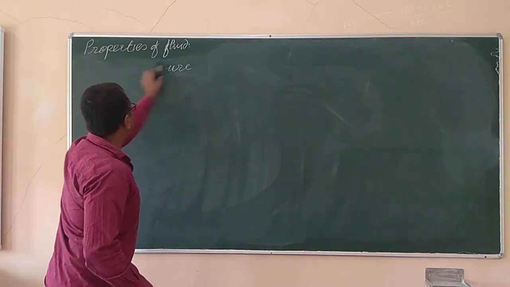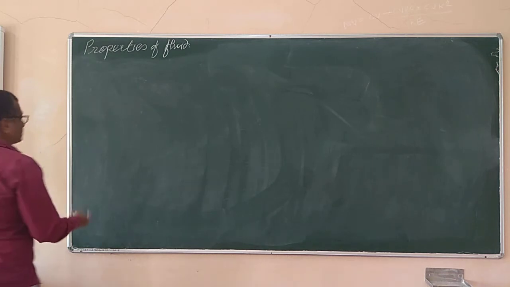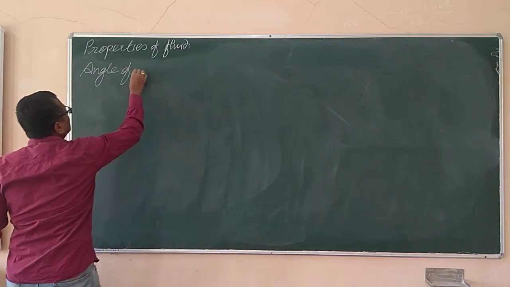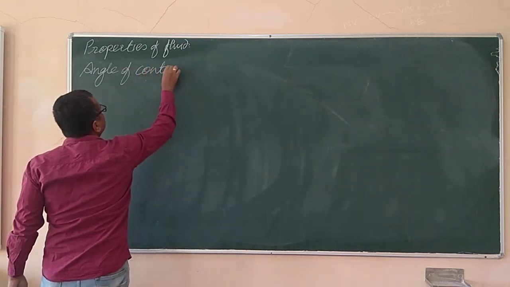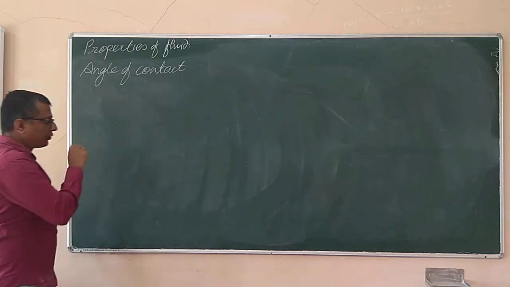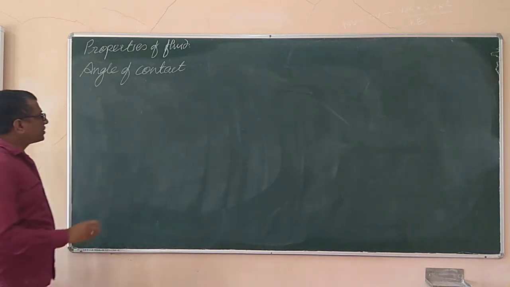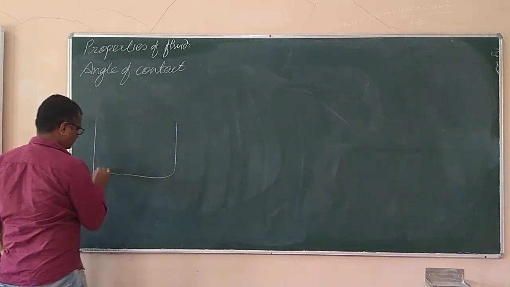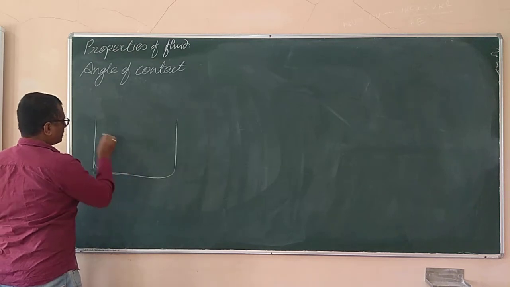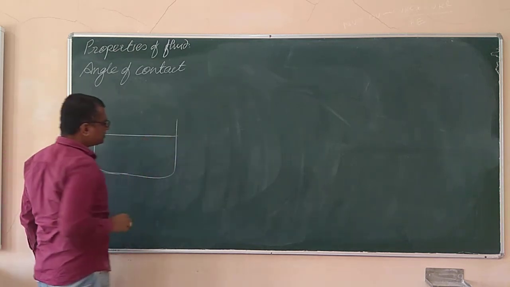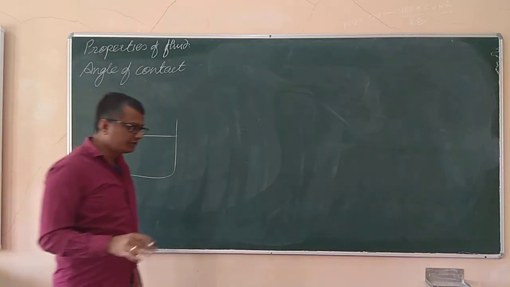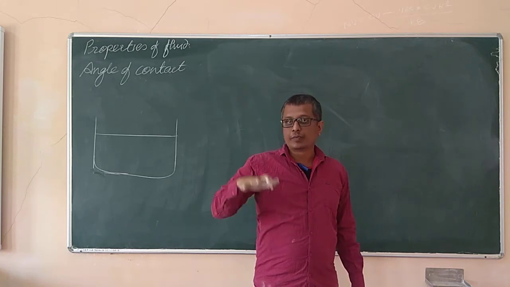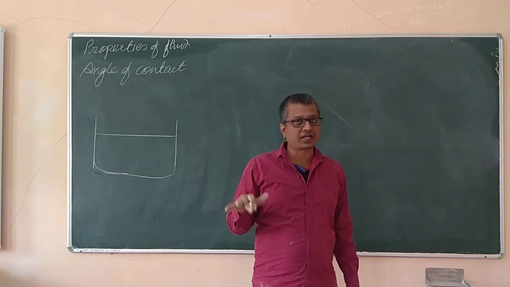Now let us go for the next fluid property, that is the angle of contact. The angle of contact. If I take some liquid in a vessel, say a vessel like this, obviously the free liquid surface will be absolutely flat and horizontal and will be perpendicular to the direction of acceleration due to gravity at that place.